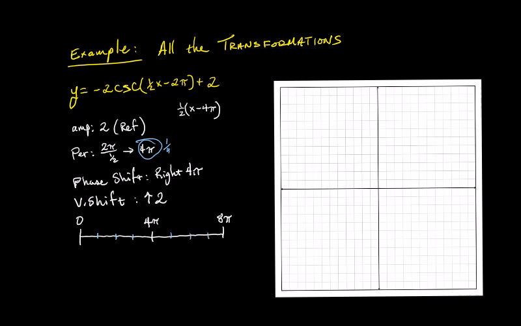Okay, and so I'm just going to go over here to the graph and start labeling: pi, 2 pi, 3 pi, 4 pi, 5 pi, 6 pi, 7 pi, 8 pi, and that's how far I've got to go. Alright, cool. And then we're going to add in our midline. So our midline is going to be up 2.